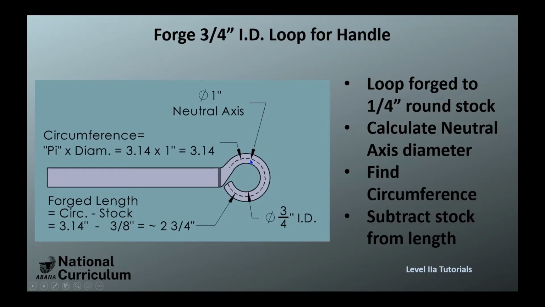It's basically your stock diameter plus your inside diameter. So in order to find that circumference, we'll use pi times the diameter. So that's 3.14 times 1.